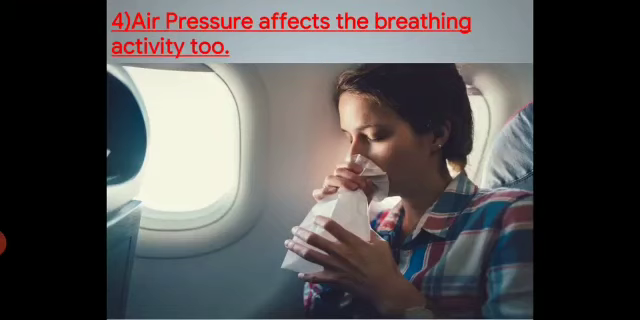And the last effect is that air pressure affects the breathing activity too. Children, for our lungs to inflate, means fill in air inside, the air pressure in our lungs has to be less than the air pressure outside the lungs. This is because air moves from high pressure to low pressure areas. And during bad weather and at high altitudes, the air pressure is low and hence it makes it harder to breathe.